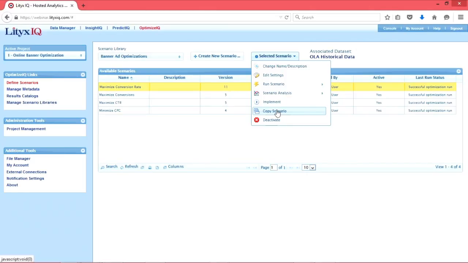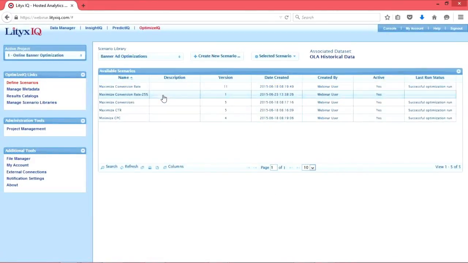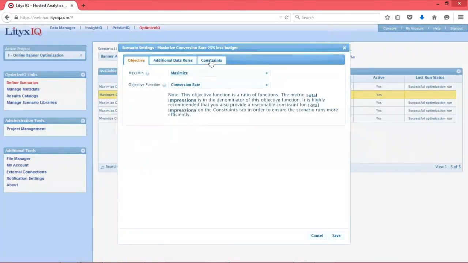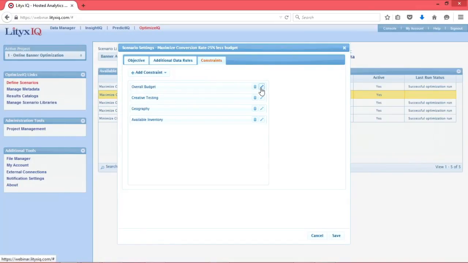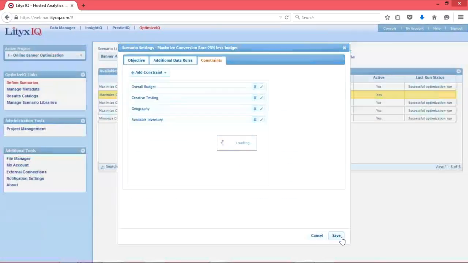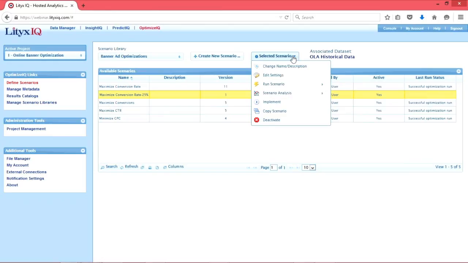constraint that we have. I don't want to change what we currently have, so I'm going to make a copy of our maximized conversion rate scenario and maybe call it 25% less budget. And now go into that one and edit the settings. The one change we're making, of course, is I want to go over to the overall budget constraint. And instead of using 400,000, I'll plug in 300,000, so as a lower bound. So 100,000 potentially less budget. Save that change. And so now I have a fifth scenario here.